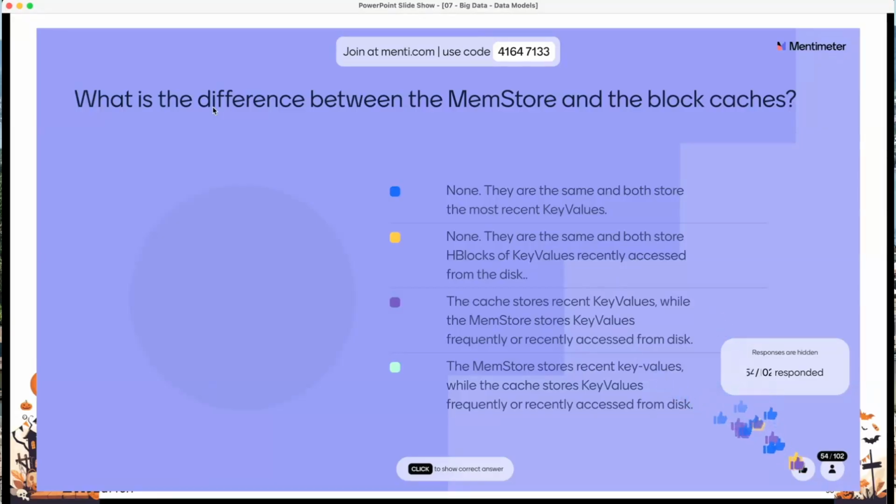Answer number 3 says there is a difference because the cache stores the recent key values, while the mem store stores the key values frequently or recently accessed from disk. And answer number 4 says they are different too, but the other way around. The mem store stores the recent key values, and the cache stores the key values frequently or recently accessed from disk. Disk meaning the HFiles, the older values.